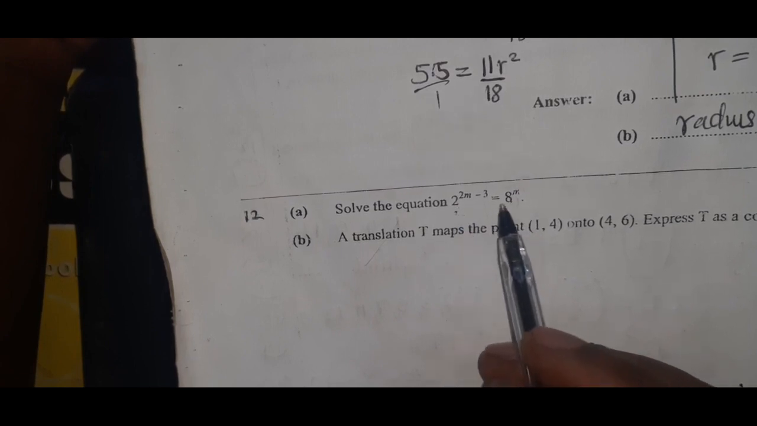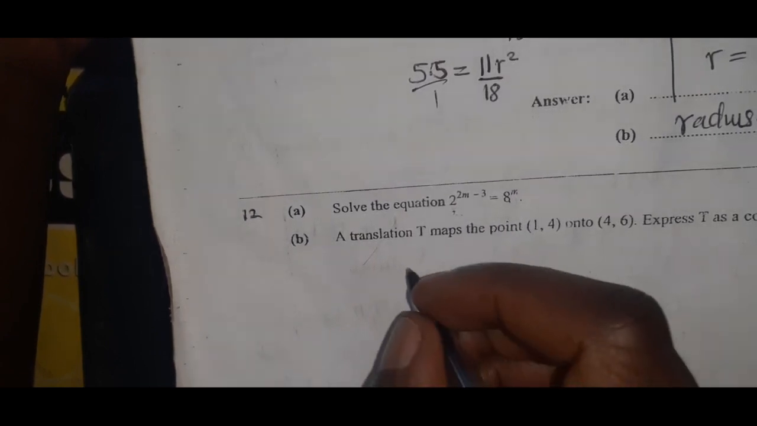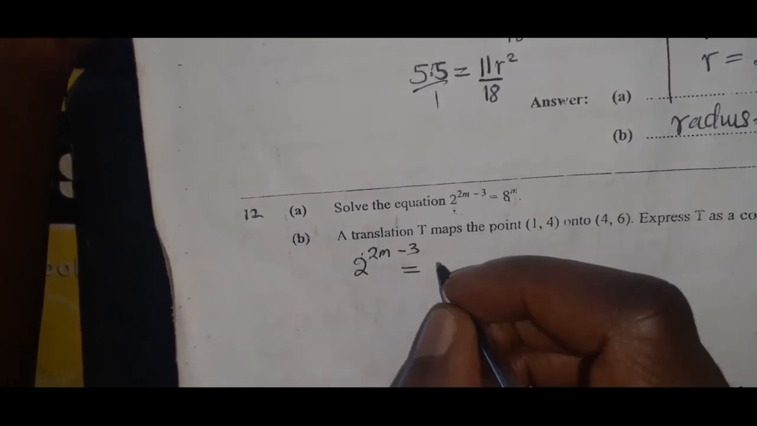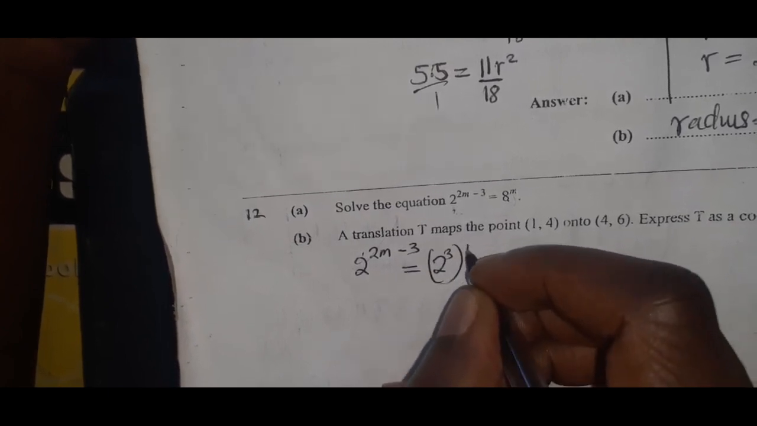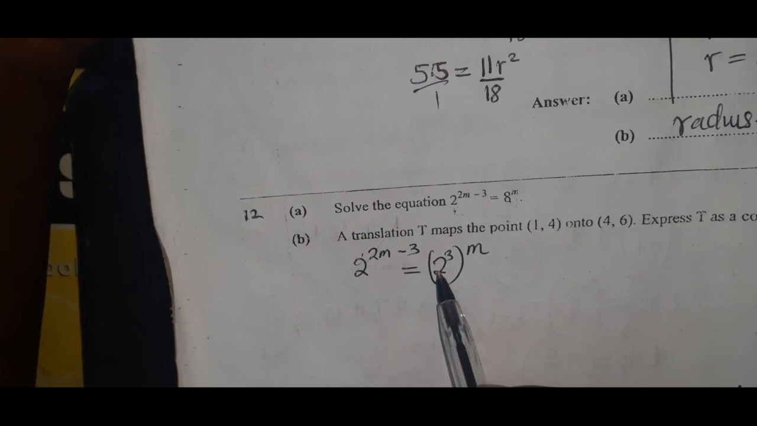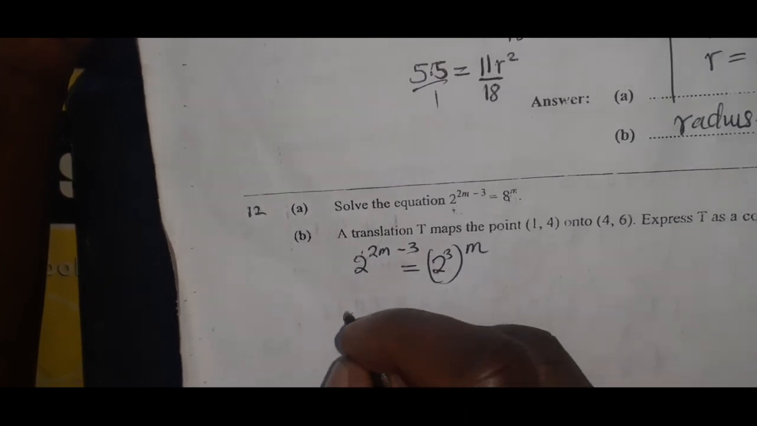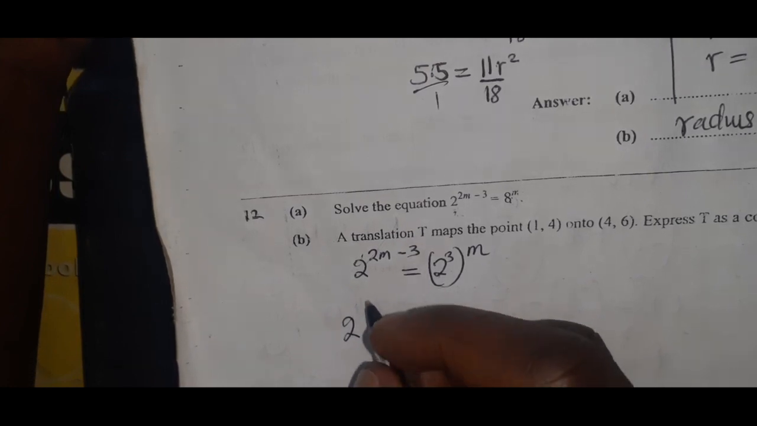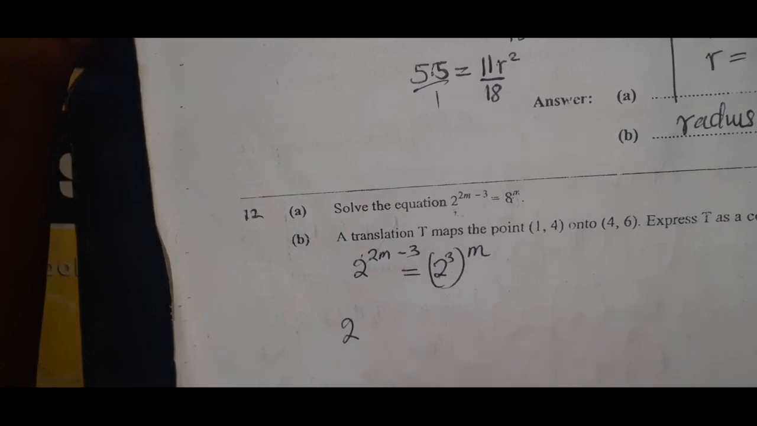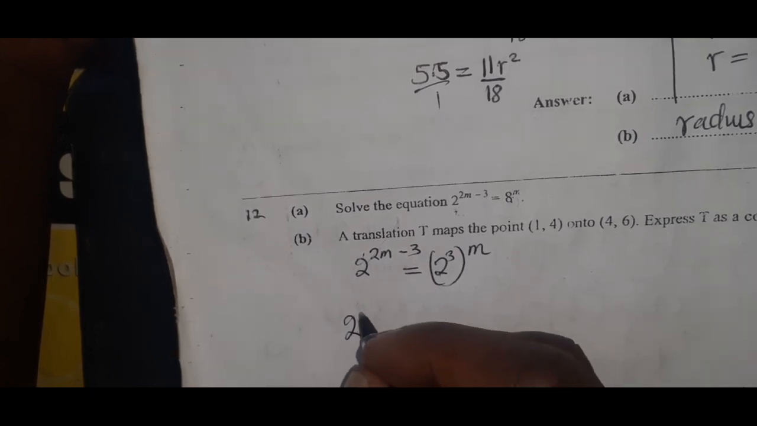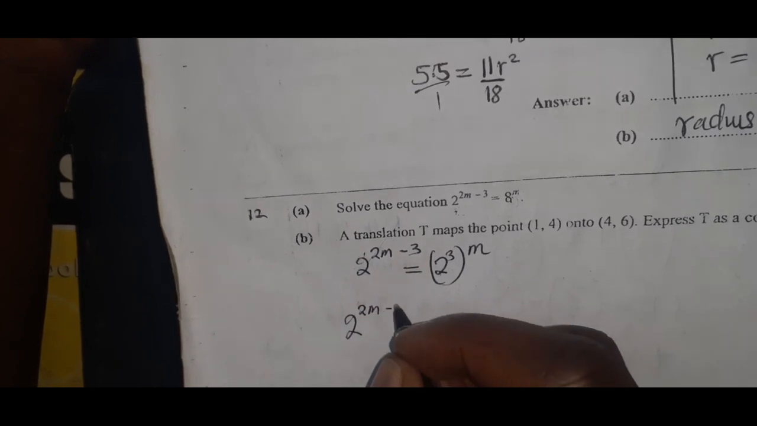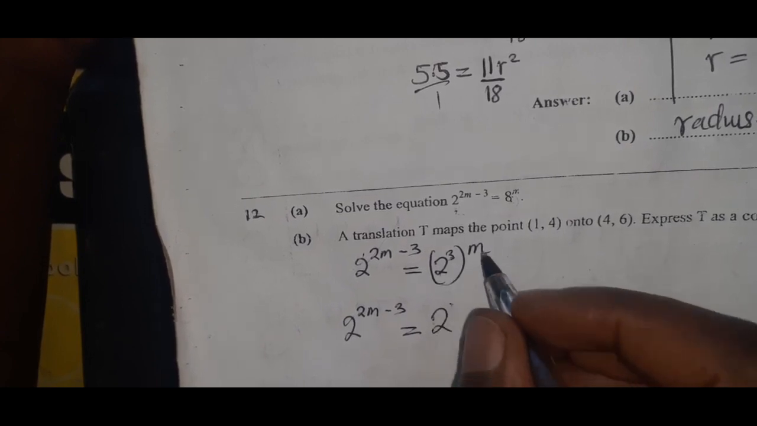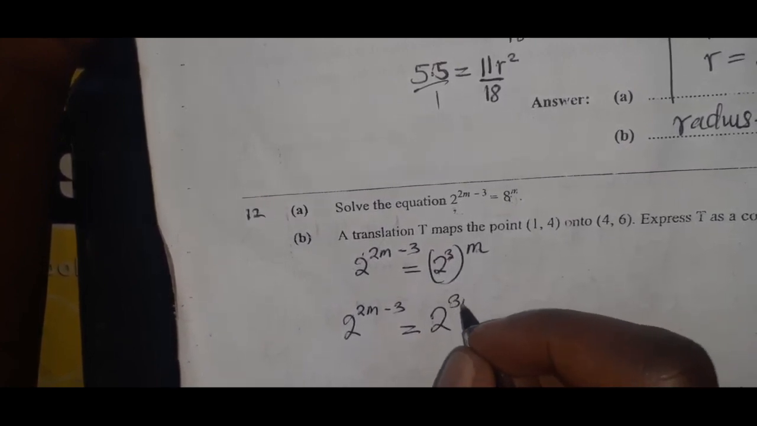So we have to make sure that we make the base the same. So this is 2m minus 3 is equals to 3m. This is the same as 8. So we have 2 minus 3 is equals to 2, you multiply these two, the power rule, 3m.